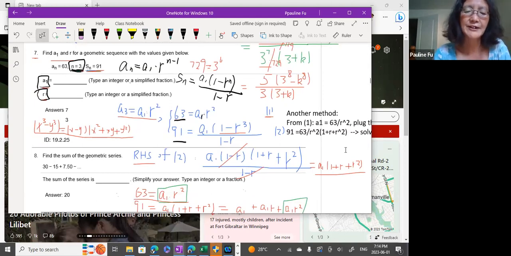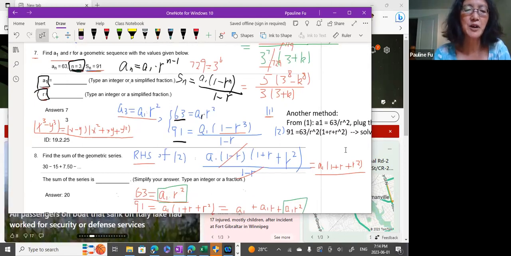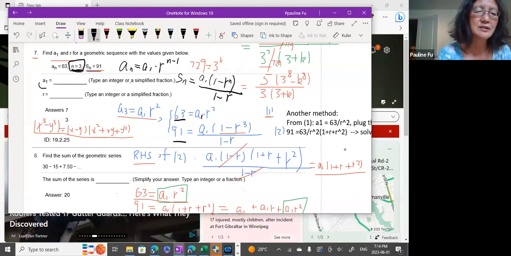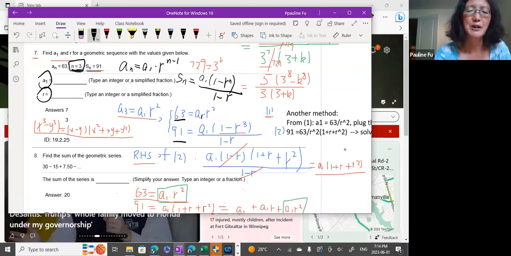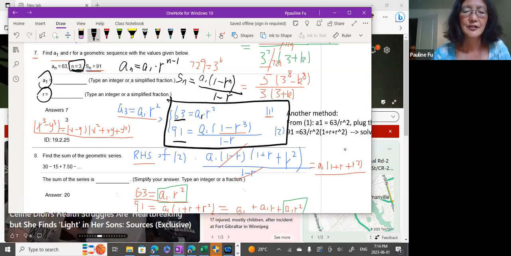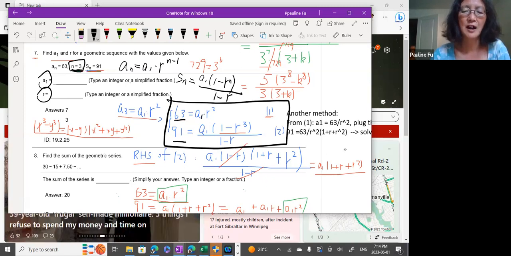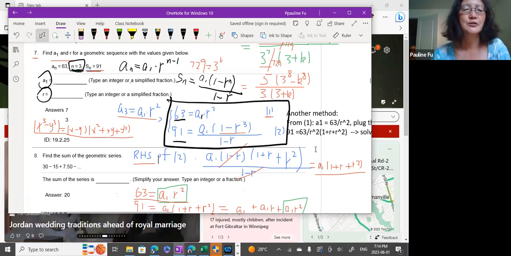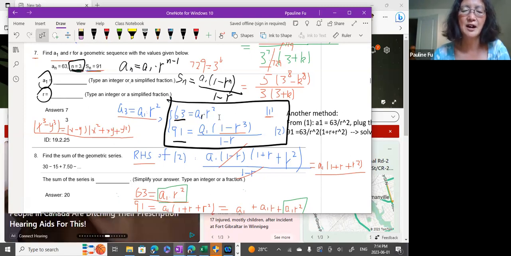So now we get a system of equations with two unknowns. One is A1, we don't know A1, we don't know R. There are two unknowns, but we got two equations here. So we can solve for A1 and we can solve for R. Okay. So any questions? How to set up systems of equations to solve for A1 and R?